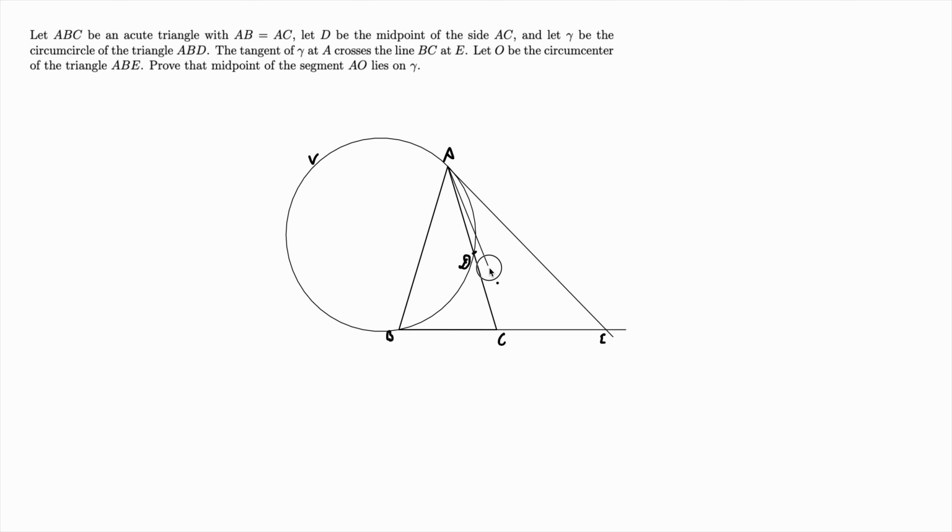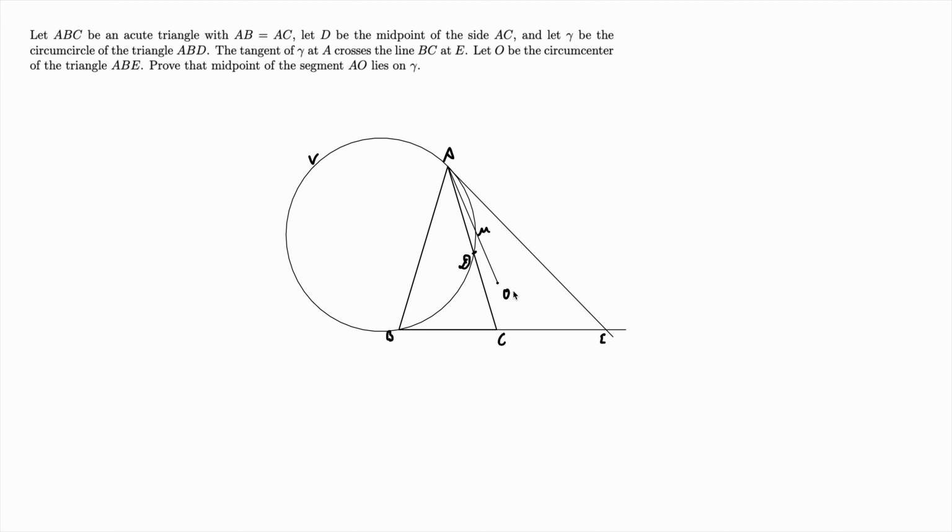Segment AO. Let's call this M. We need to prove that AM equals MO. First things first, we know that AD equals DC, and we want to show that AM equals MO.